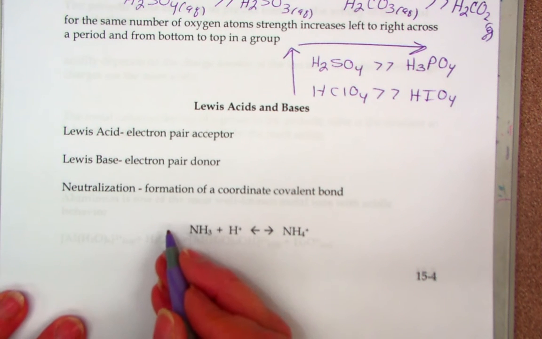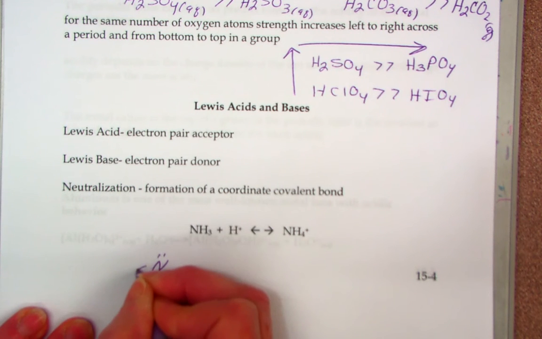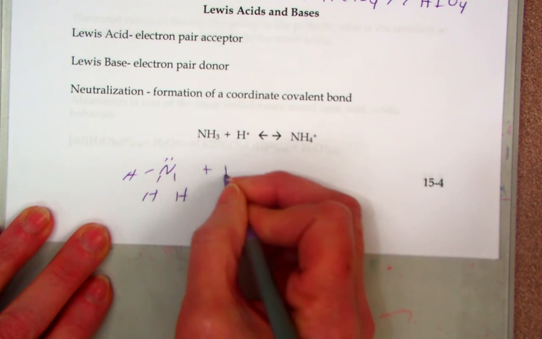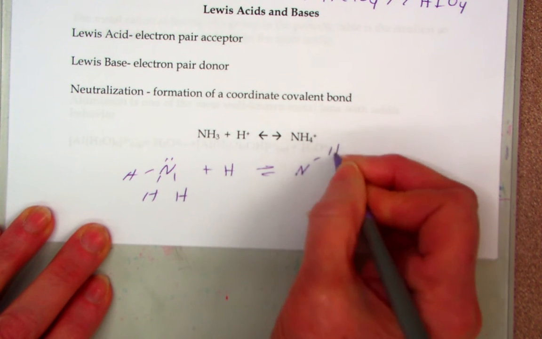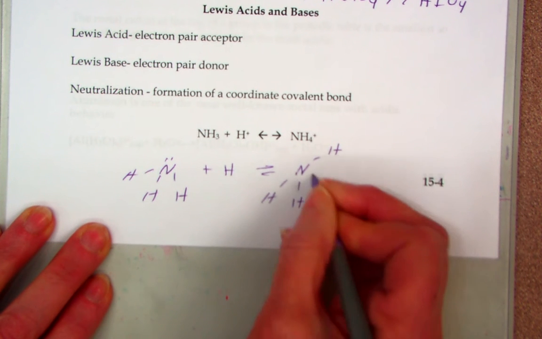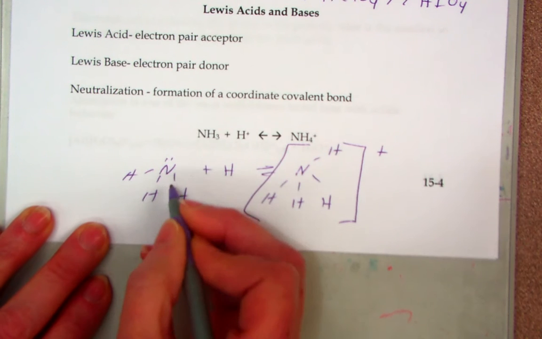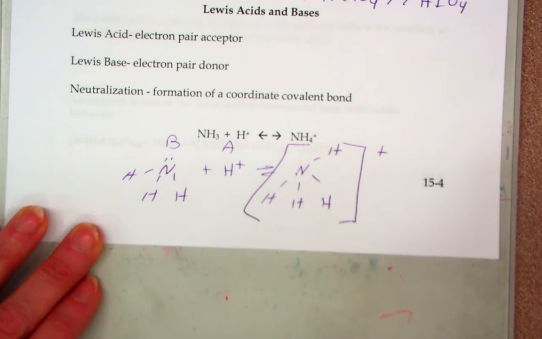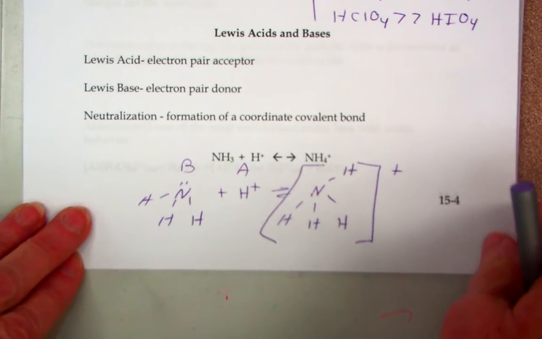So we talk about neutralization as the formation of a coordinate covalent bond. Remember nitrogen has that lone pair in ammonia. You have a proton with no electrons, and these can combine and make the ammonium ion, which now has no lone pair because you made this bond. So this is the base, it's donating the electrons, and this is the acid, it's accepting the electrons. So that's sort of the definition stuff in acids.